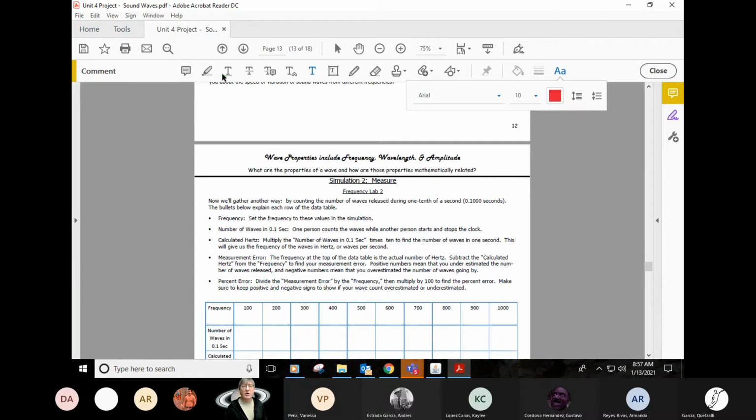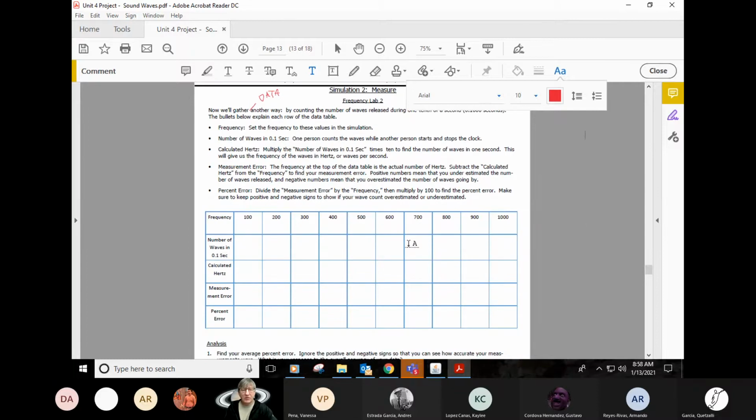I think I left out the word data here. Sorry about that. We'll gather our data in another way. Should have done a better proofreading job on this, huh? So we're going to gather data in another way. We're going to count the number of waves released during 1/10 of a second, 0.1 seconds.